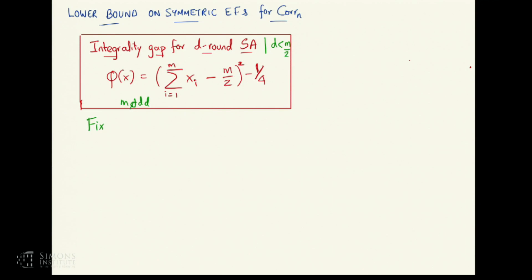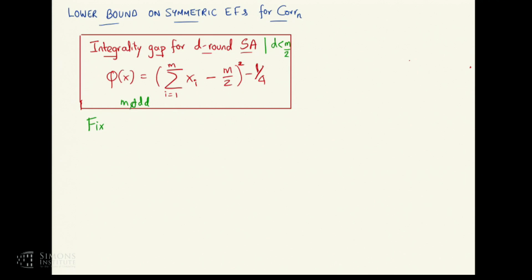You need up to m over 2 rounds to certify this, but for the proof you could think of it as: you want to prove an n to the d lower bound, and so you pick an integrality gap instance for d-round Sherali-Adams. Maybe it's a max cut instance, which means you might have like 10d vertices or something, and then you run the proof.